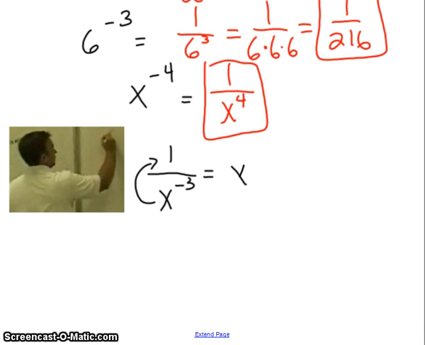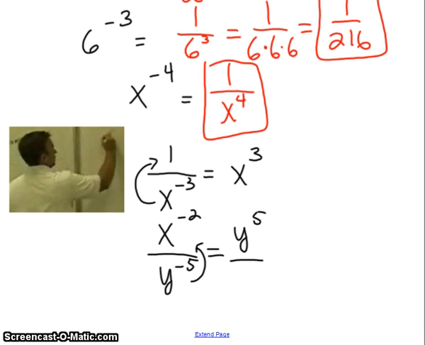Okay, so that's x to the 3rd. Or if we have x to the negative 2 and y to the negative 5, well, y would go up in the numerator and we'd make that positive, and x would go to the denominator, and we make that positive as well. So anytime we have a negative exponent, we put it in the other part of the fraction. If it's negative in the denominator, it goes to the numerator. If it's negative in the numerator, it goes to the denominator.